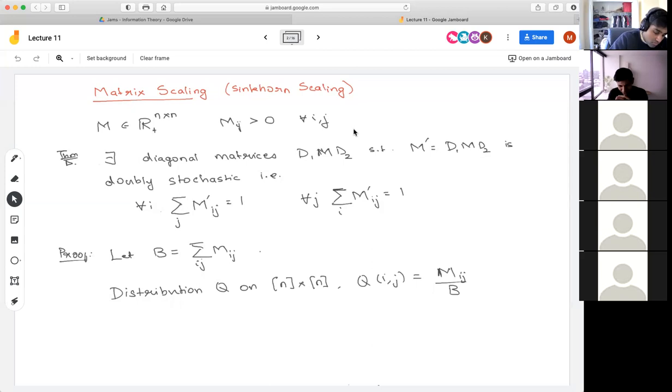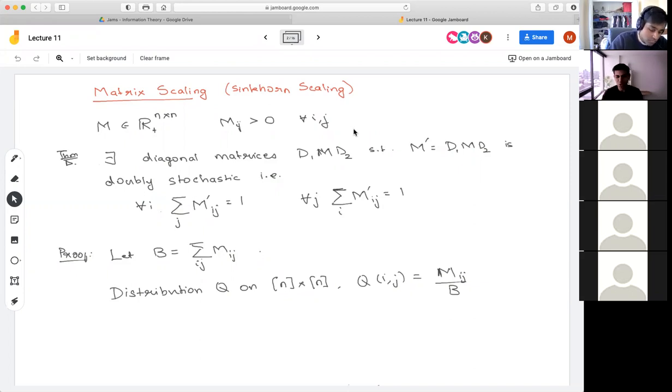So I wanted to talk about what's called Sinkhorn's matrix scaling theorem, which, stated in an equivalent way, says that if you have a matrix with non-negative entries, so let's say all entries ij are greater than 0, positive entries, not just non-negative, then we can scale the rows and columns so that every row sum and every column sum becomes 1.